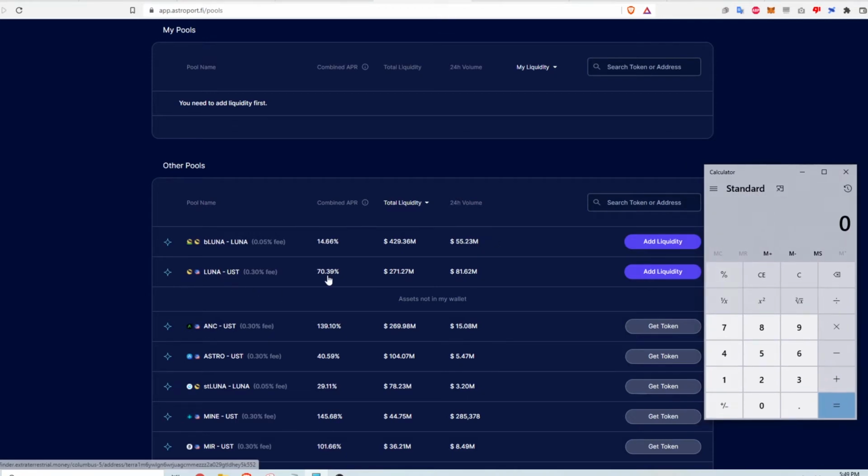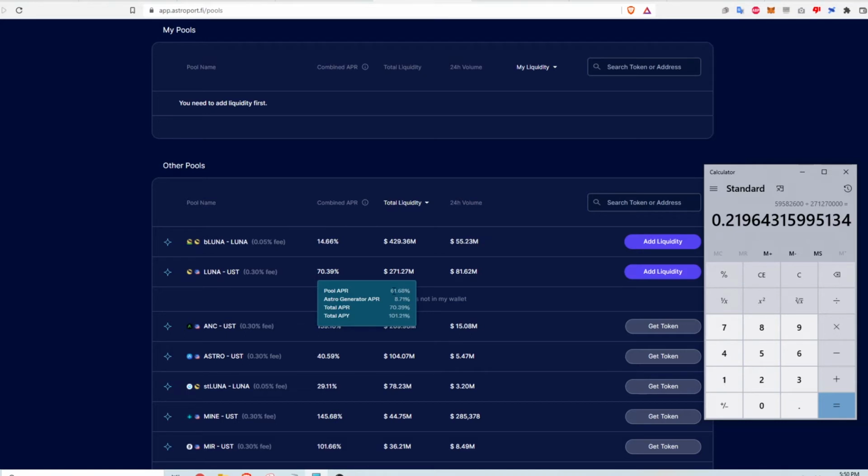let's just say for the Luna UST pool, I should get a pool APR, I'm assuming, of about 62%. So what I do here is I take the 24-hour volume, which is 81 million, multiply that by the fee that goes to the liquidity providers, which is 0.2% as per the documentation. So that's the 24-hour trading fees that go to the liquidity providers. Then multiply that by 365, which estimates the yearly return to liquidity providers just based on swap fees. If I divide that by the total liquidity, I should get the APR percentage. So divide that by this total liquidity number here, which is 271 million UST. And that comes up with about 22%, which is nowhere near this 62% quoted here.